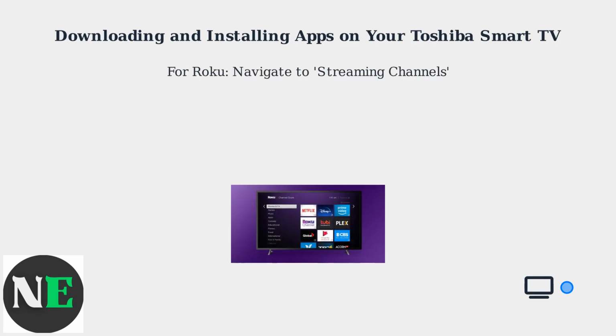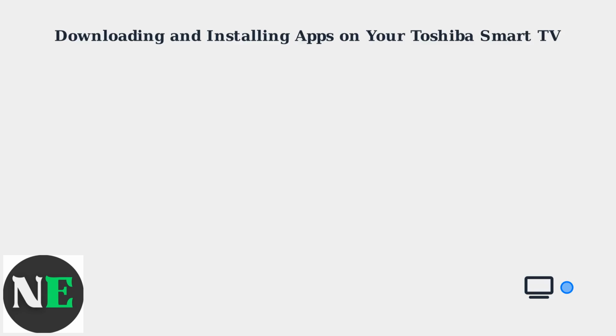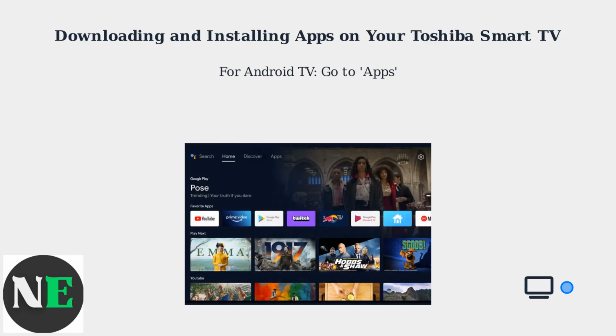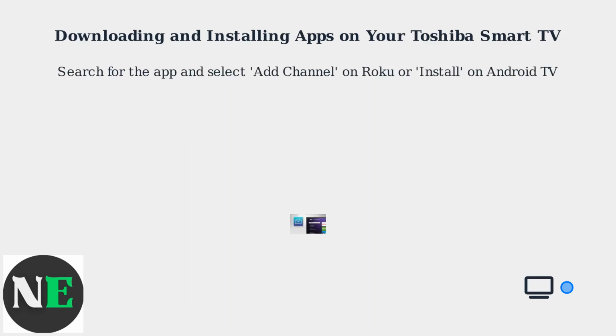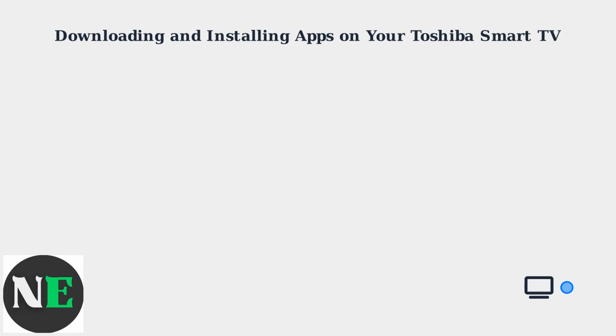If you have Roku, navigate to streaming channels. If you have Android TV, go to apps. Search for the app you want and select add channel on Roku or install on Android TV. Ensure you have a stable internet connection, ideally 5 megabits per second or higher for HD apps.